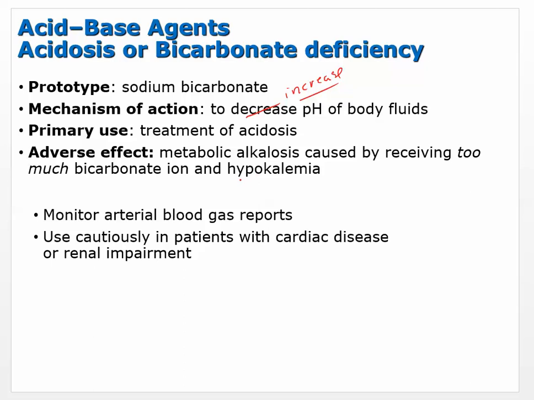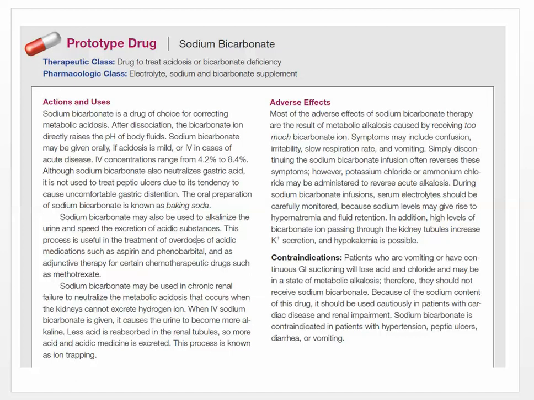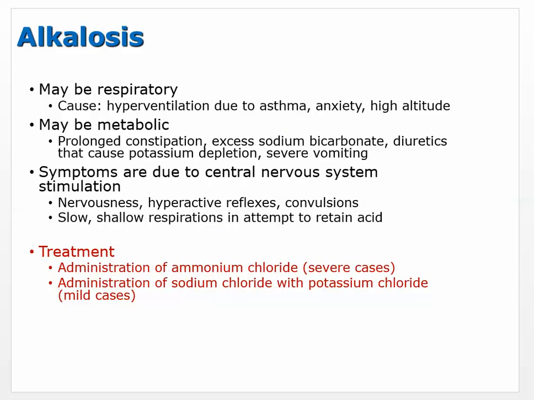So primary use: treatment of acidosis. Adverse effects: metabolic alkalosis caused by receiving too much bicarbonate ion, and hypokalemia, the loss of potassium. When you're treating with this, of course, you're going to want to monitor the blood gas reports. Anytime there's a pH issue, you should be doing that anyway. Use cautiously in patients with cardiac disease or renal impairment. A lot of times this might come back to hypokalemia, but pH in general matters, because certain enzymes have to work at a certain pH. Okay, so there's your drug sheet on bicarbonate.